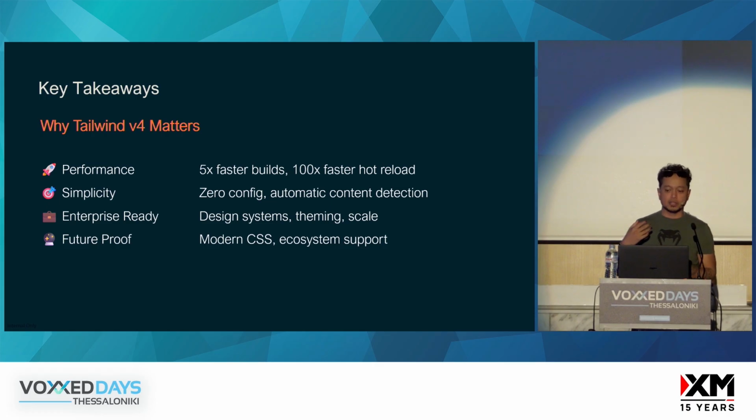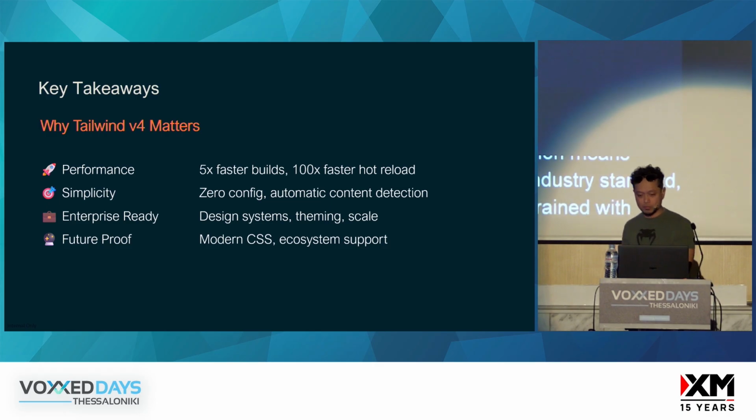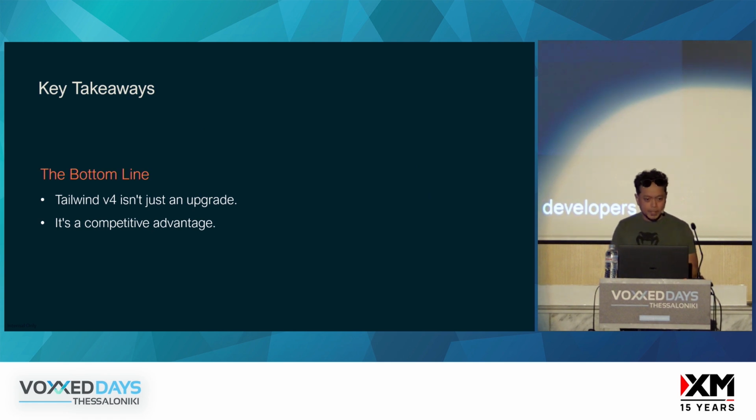Takeaways, let's recap what Tailwind V4 means for you or for your enterprise. It's not just faster, it fundamentally changes how teams work. The zero config setup means less to break. The design system integration means less inconsistency at scale. The ecosystem support means you're joining the industry standard, not taking a risk, because again, most coding models are trained with Tailwind and good at Tailwind. Teams using Tailwind V4 ship faster with fewer bugs and happier developers. And bottom line, in today's market, that's a competitive advantage you can't ignore.